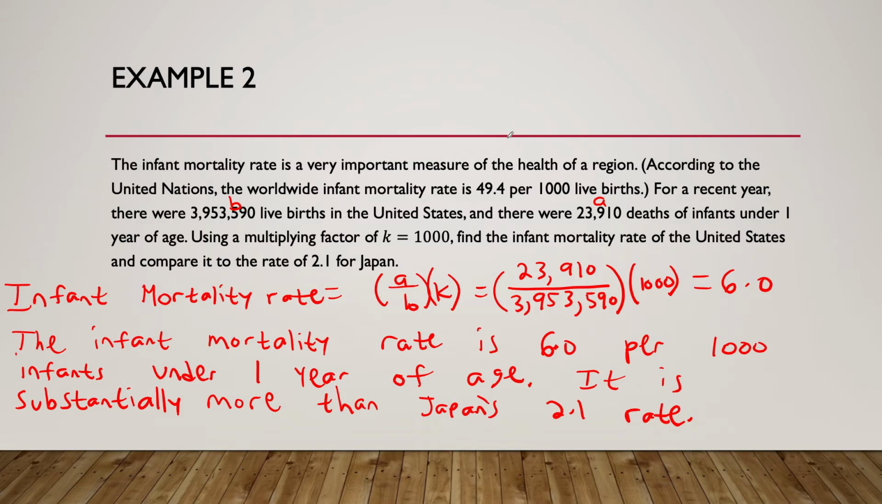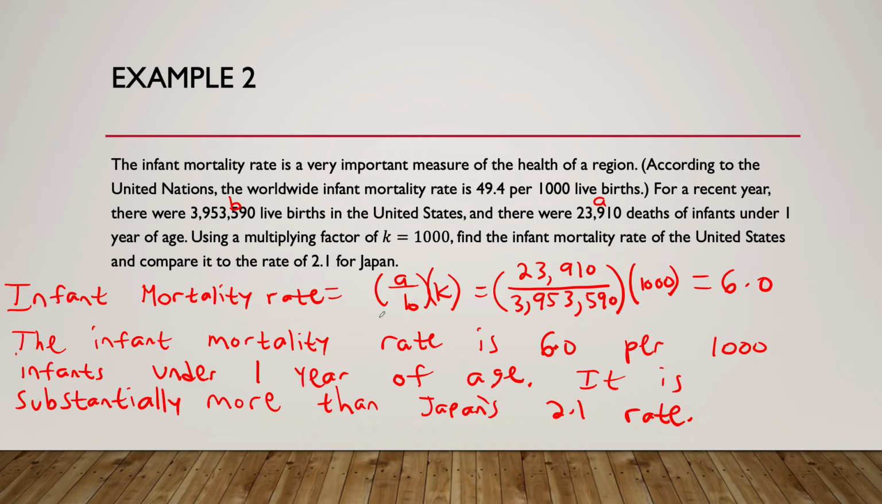Another example. The infant mortality rate is a very important measure of the health of a region. According to the United Nations, the worldwide infant mortality rate is 49.4 per 1,000 live births. For a recent year, there were 3,953,590 live births in the United States, and there were 23,910 deaths in infants under 1 year of age. Using a multiplying factor of K equal to 1,000, find the infant mortality rate in the United States and compare it to the rate of 2.1 for Japan.